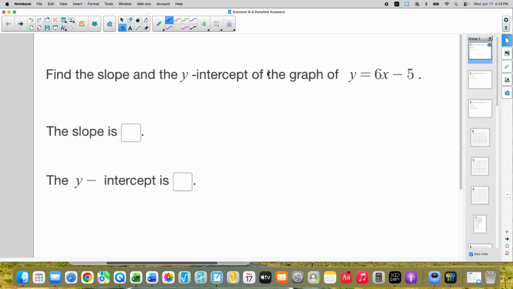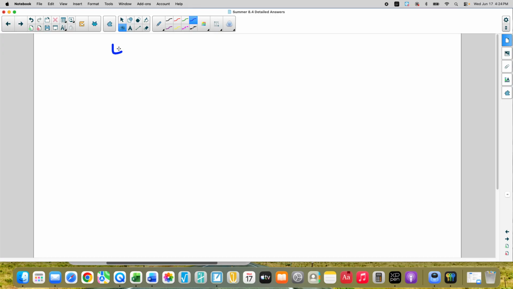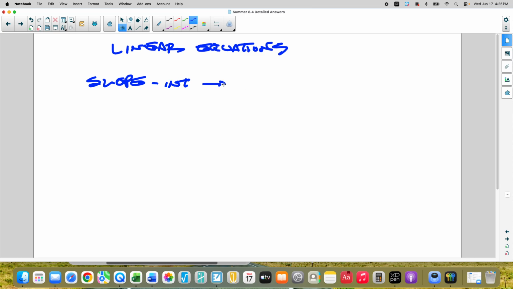Find the slope and the y-intercept of the graph y equals 6x minus 5. So one of the things that we need to discuss is we have three linear equations that you learned in 7th grade. The first one is slope-intercept form. And slope-intercept form looks like y equals mx plus b.